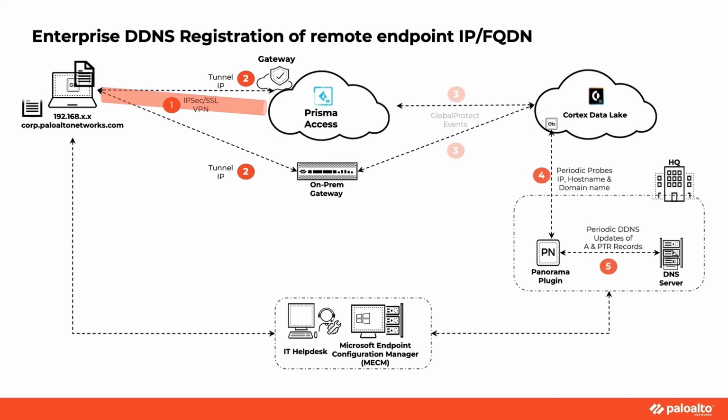After receiving the updates from Cortex Data Lake, Panorama packages A and pointer records as NS update and updates the primary DNS server every 15 minutes. Next, the Cloud Services plugin parses these logs and automatically registers the endpoints to the customer's enterprise DDNS server.